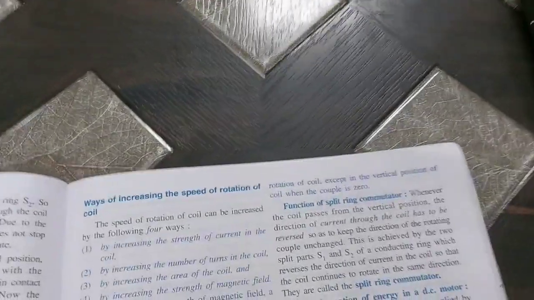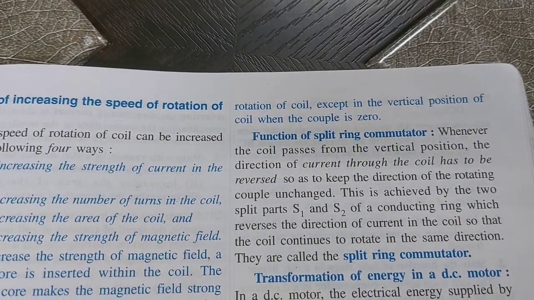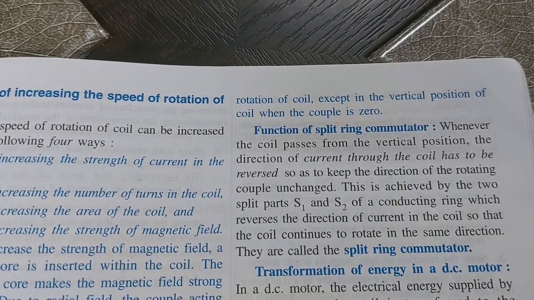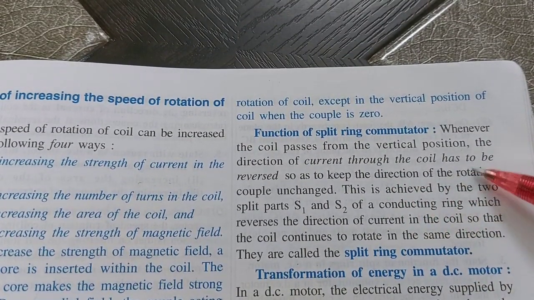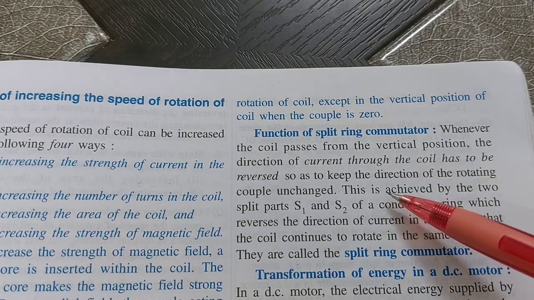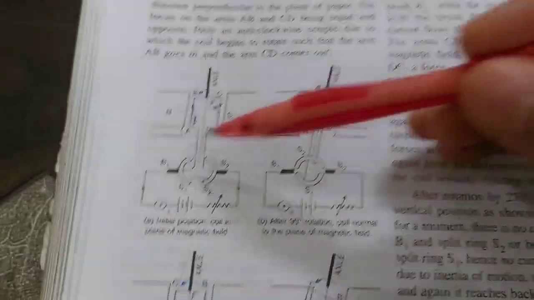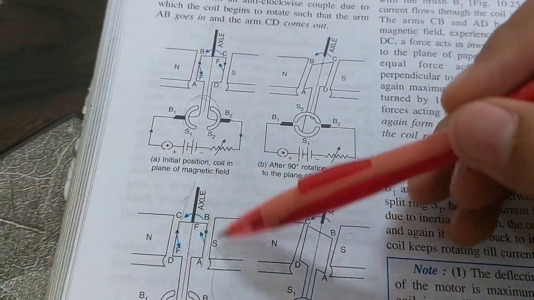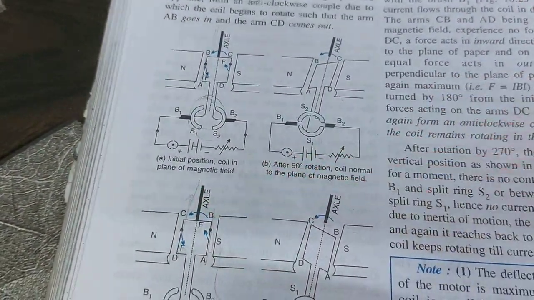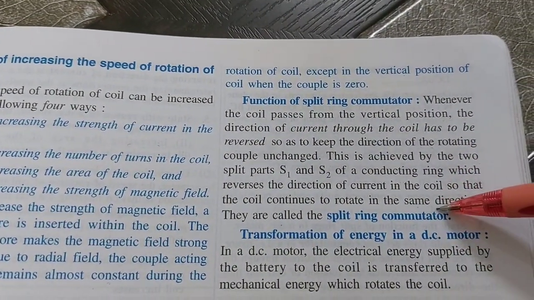What is the function of the split ring? Oh, that is an important question. Let's read it. Whenever the coil passes from the vertical position, the direction of current through the coil has to be reversed so that the direction of rotation is the same. So if the current from ABCD becomes DCBA, only then the rotation will continue to be anti-clockwise. And this is done by a split ring commutator.